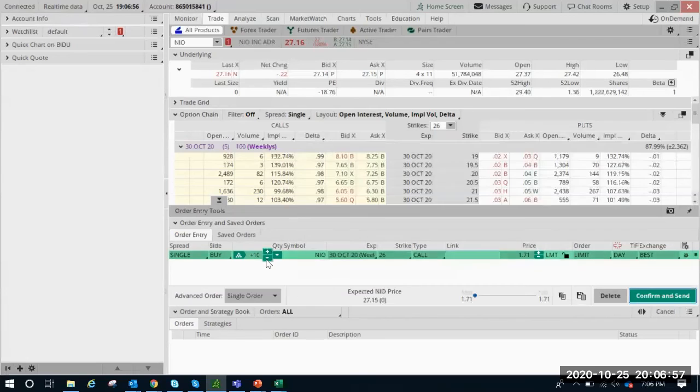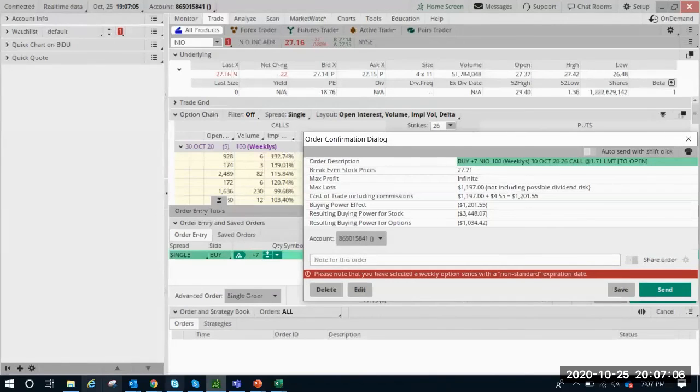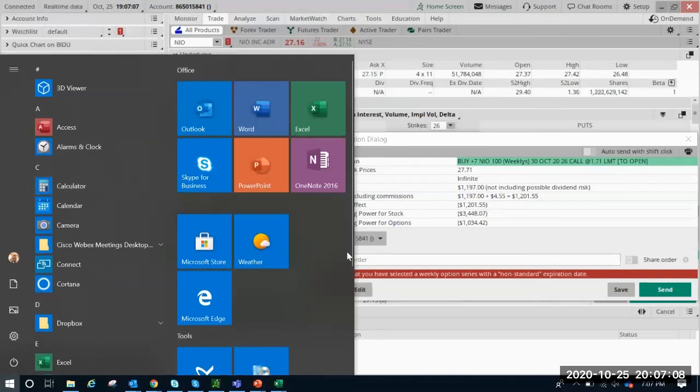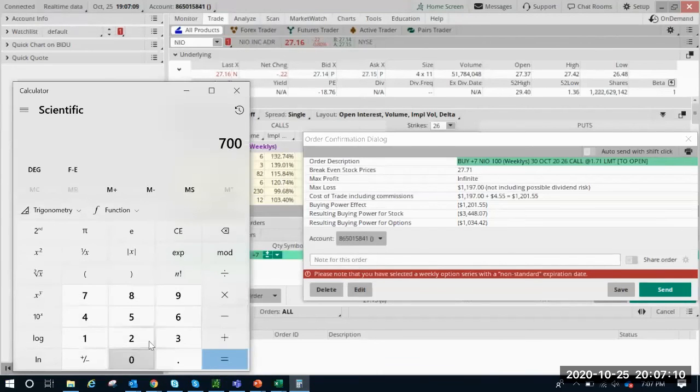If I do 5 contracts, let's see what happens. The way it will work is, if you have 7 contracts, that means 700 shares times 1.71, and that's exactly what it will be. So I can give you the calculation: 700 shares times 1.71 would be roughly about the same number. So that's how they come up with 1197 right here.